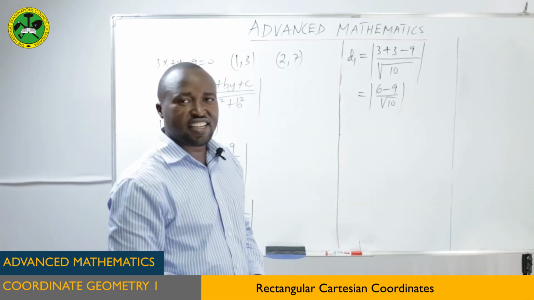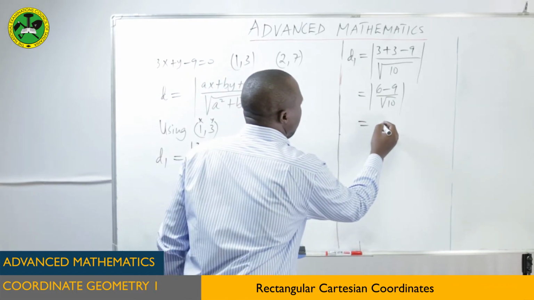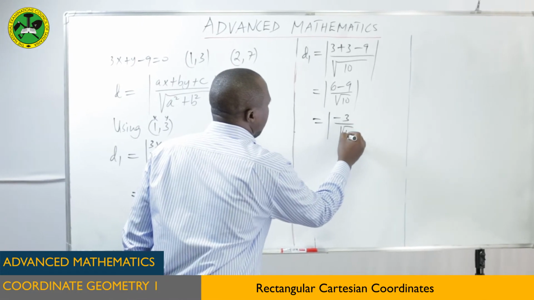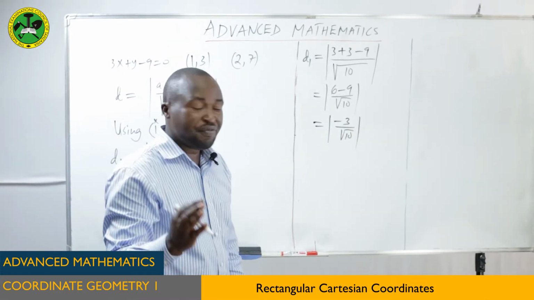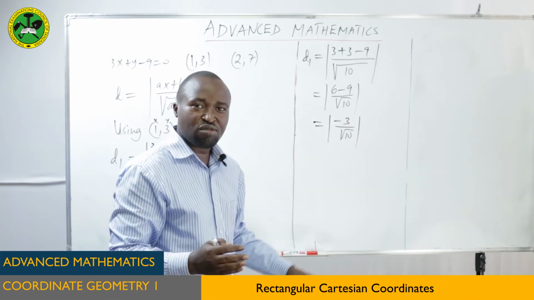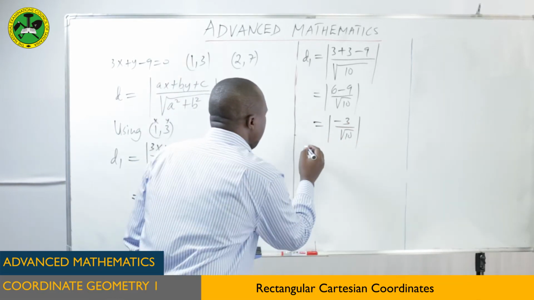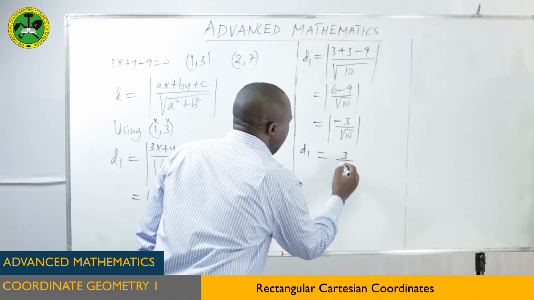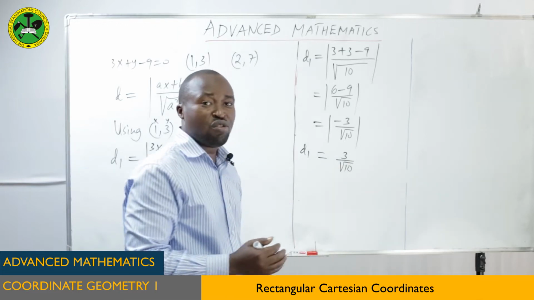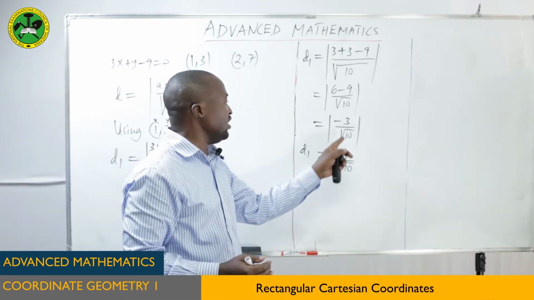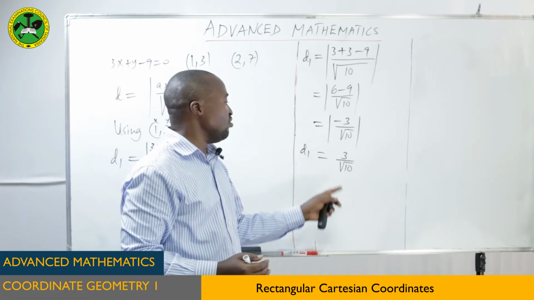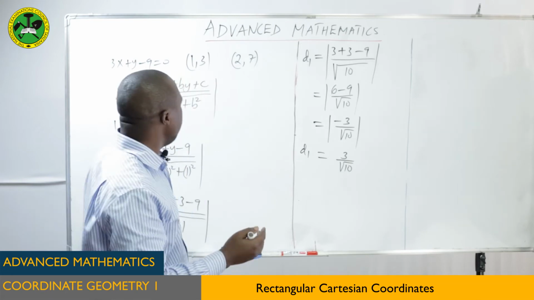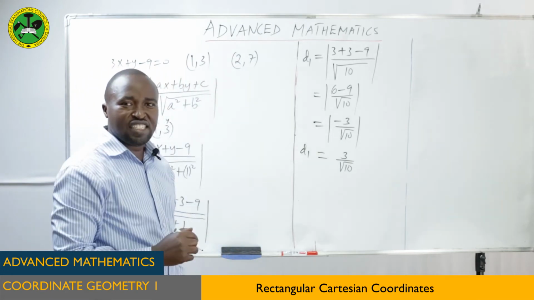So student, in this case, d1 will be equal to the absolute of negative 3 over the square root of 10. But remember, we are using the absolute value to avoid negatives. So d1 will be equal to 3 over the square root of 10, because the absolute of negative 3 over the square root of 10 is positive. So again, let us proceed with the second coordinate.